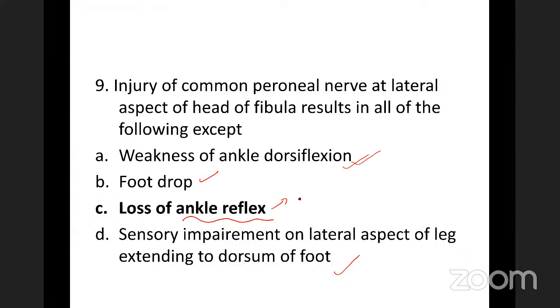There are three muscles, namely gastrocnemius, soleus and plantaris. I will ask you in the next few slides. These three muscles are called triceps surae. These muscles bring about plantar flexion and thereby the ankle reflex. So the answer is loss of ankle reflex. We will discuss it in the next slide.